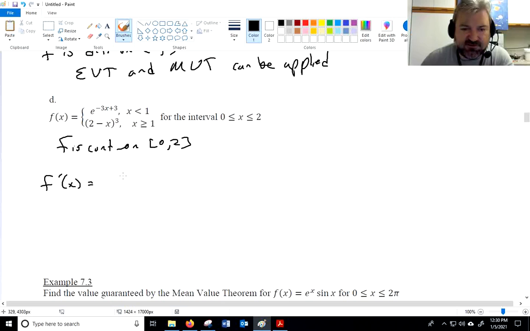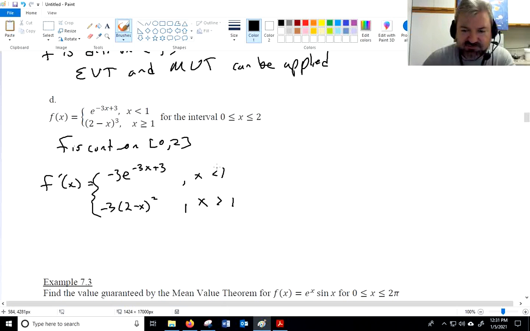So my derivative here: derivative of e to the u is e to the u prime, so times u prime. And that is going to be for x less than 1. Down here it'll be 3 times (2 minus x) squared times the derivative of the inside, which is a negative 1. And that's for x greater than 1. Now the question is, is it for x equal to 1 as well? Well, it depends on whether or not these two values give us the same thing at 1. Well, this would give me negative 3, and this would give me negative 3.